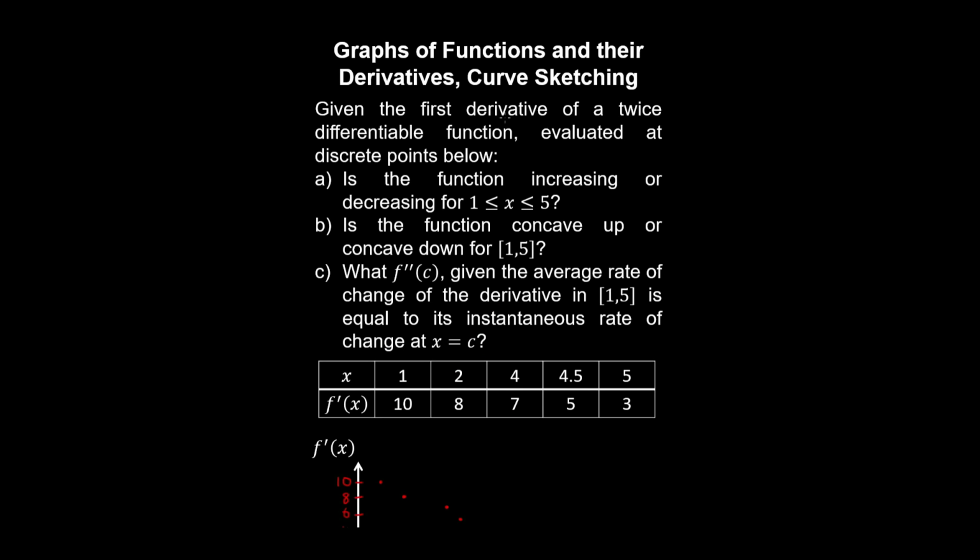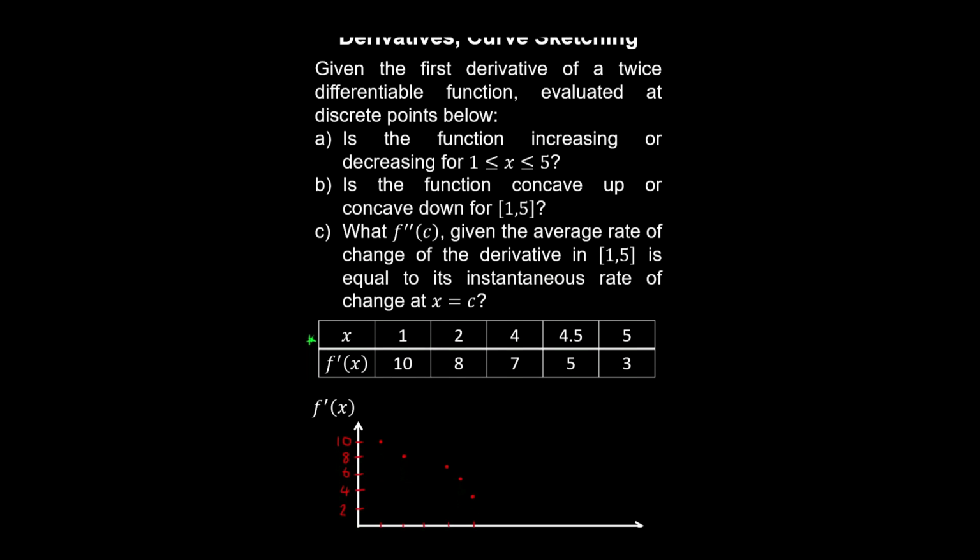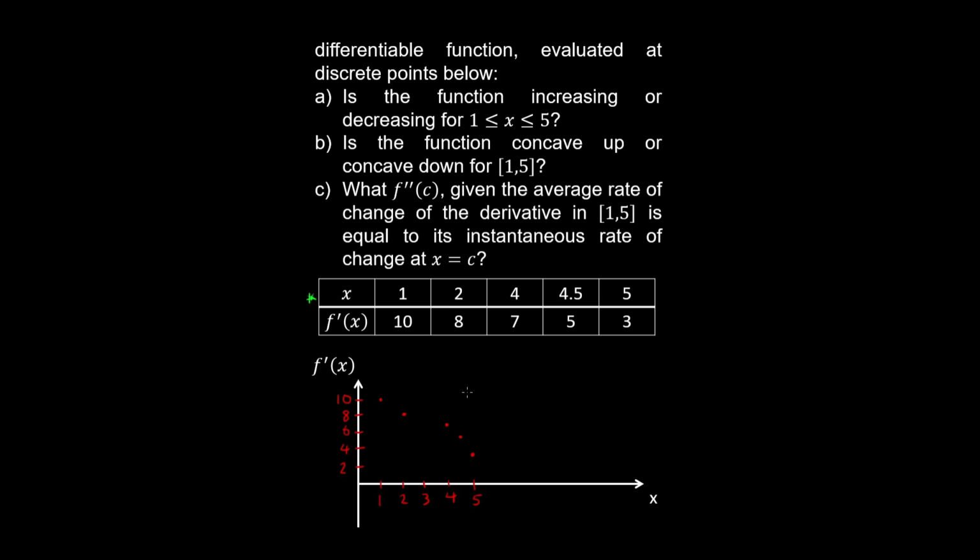Given the first derivative of a twice differentiable function, evaluated at the discrete points given in this table, we're asked to determine if the function is increasing or decreasing over the interval from 1 to 5. And I've plotted the points here for visualization. So because the function is twice differentiable, then it has a second derivative. So the first derivative must be continuous, and it can look like this, for example. And you can get infinitely many curves like this. So therefore, given the derivative can be positive or negative, then we don't know if it's increasing or decreasing over the interval. I'll just write don't know.